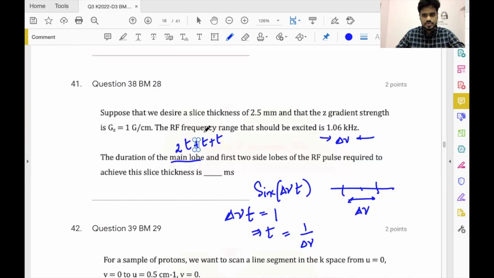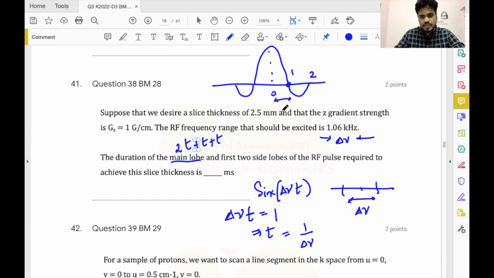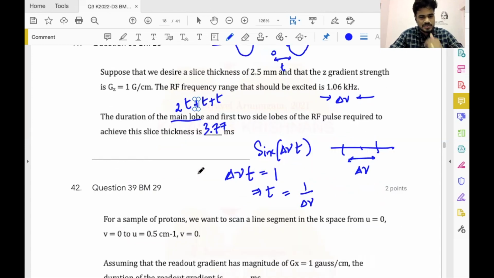Let me also quickly draw what this first lobe, second lobe is. The same function looks like this. So this is at 0, 1, 2. This is where we equate. The first zero occurs at 1, so delta nu T is 1. So this is T. The size of 4 lobes is then 4T. Suppose that is correct, it's about 0.94 milliseconds for this lobe, so 4 times that is 3.77 milliseconds.